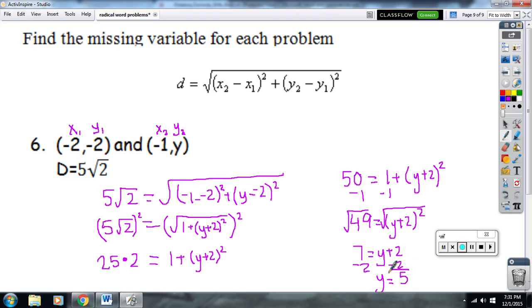So that's how you would solve for that missing variable. And that's how you use the distance formula with radicals.